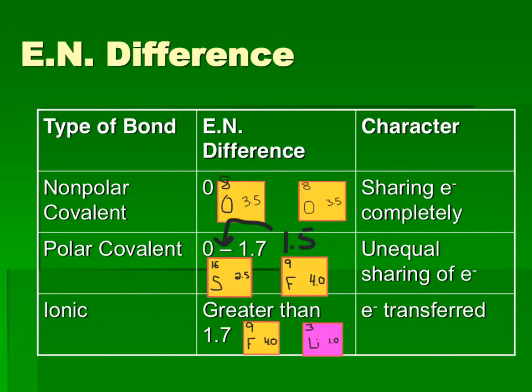It really, really, really wants electrons. Lithium, on the other hand, has an electronegativity of 1.0. As we've learned, lithium doesn't want electrons, it's trying to get rid of them. So these would have a difference in electronegativity of 3.0, which is definitely greater than this 1.7. So that is what we consider an ionic bond.